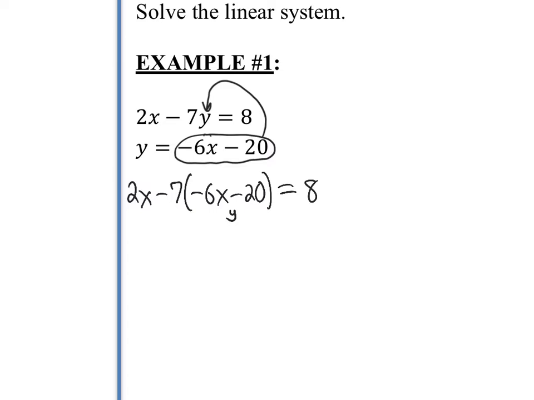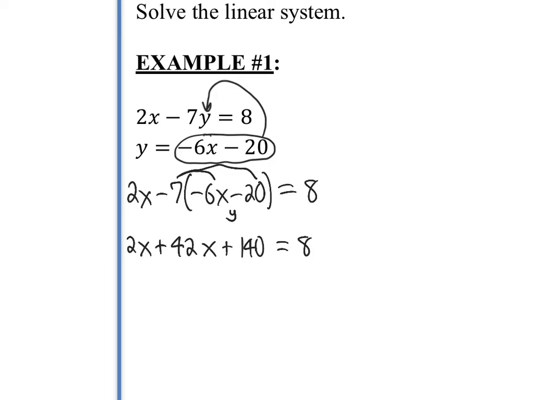So the first thing we need to do, we need to solve this equation. The first thing we do when we solve is we need to simplify, which means we need to do two things. Can you remember what they are? We need to distribute and combine like terms. So first things first, is there anything to distribute here? Yeah, we got the negative 7 to the negative 6x and negative 7 to the negative 20. So we have 2x. What's negative 7 times negative 6x? That's positive 42x. What's negative 7 times negative 20? That's positive 140. Equals 8.